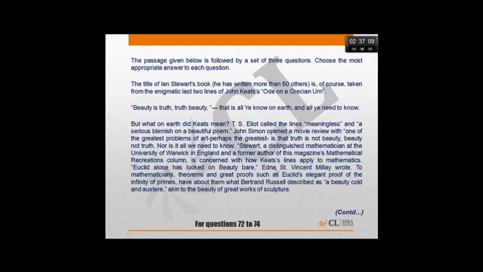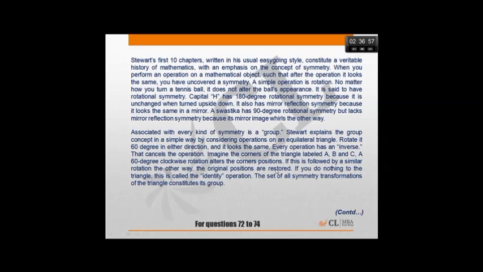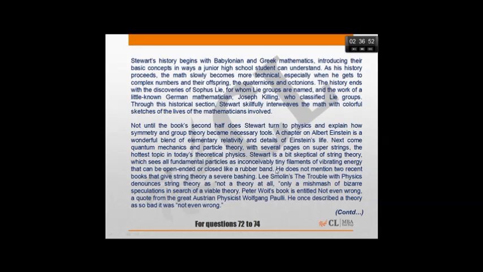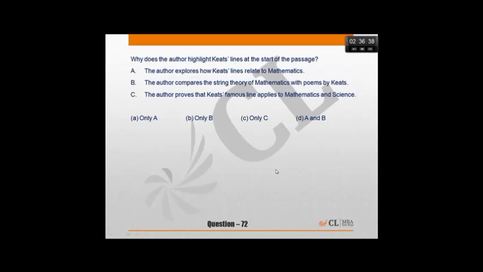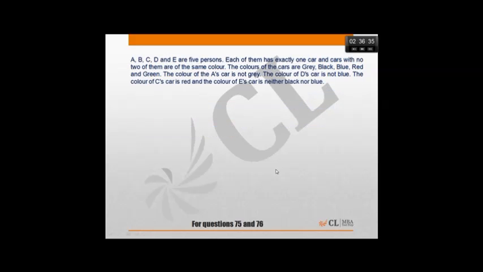Okay, 72 to 74 RC. 3 questions. Keats, what's Keats? Poetry, literature, not my favorite area, but let's go further. Ongoing is associated with kind of symmetry group. Stewart, okay. Mathematician. So Keats and mathematician, something is there. So 3.5 slides for 3 questions, and I'll just write Keats for this. I am not happy with literature per se, so I may not be keen on doing it. But let's look at the other passages before I decide.